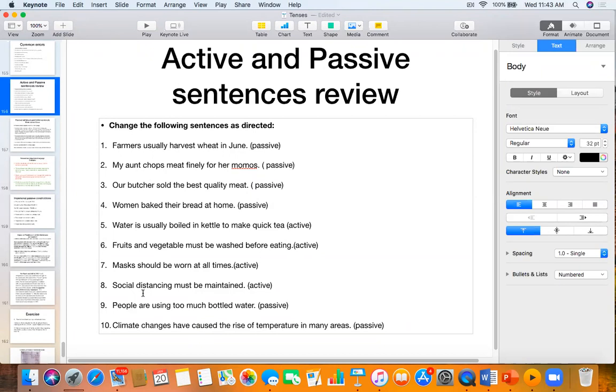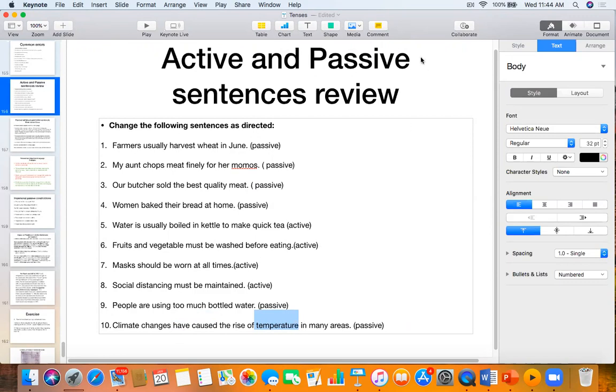No, this is present perfect. This is have caused. It's present perfect. Use have. This is an active verb. So we are saying the rise of temperature in many areas has been caused, has been there.